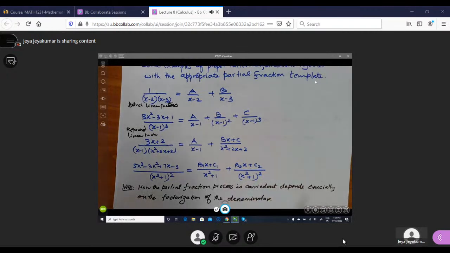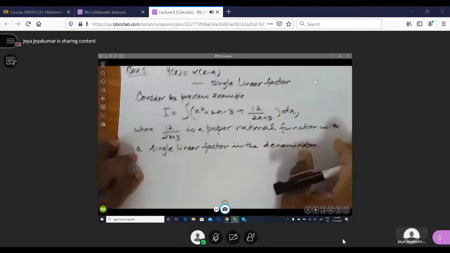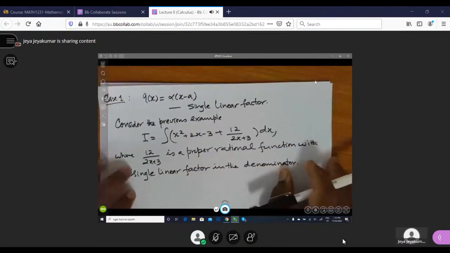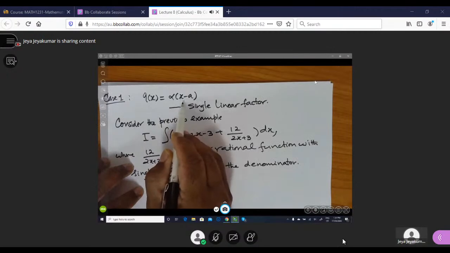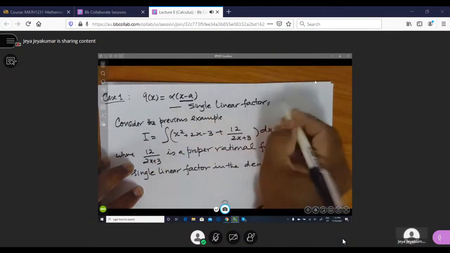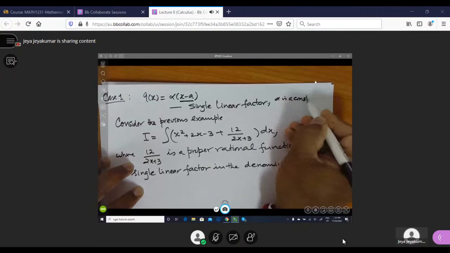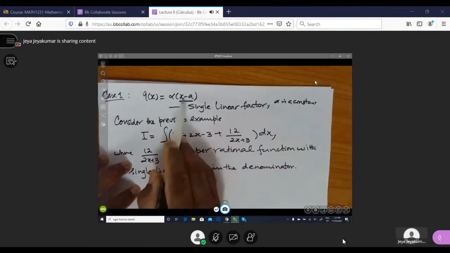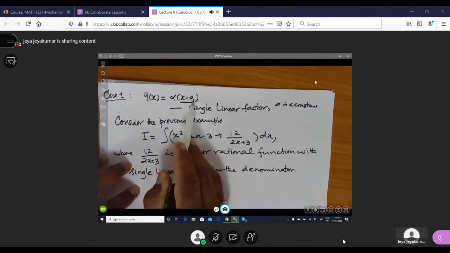So the partial fraction technique crucially depends on the factors in the denominator. Okay, so we will look at several cases of different types of factors you can come across in this method of partial fractions. All right, so start with the first example. The first one is a very simple case. The denominator q(x) has a single linear factor, where alpha is a constant. And you have an unrepeated single linear factor x minus a.